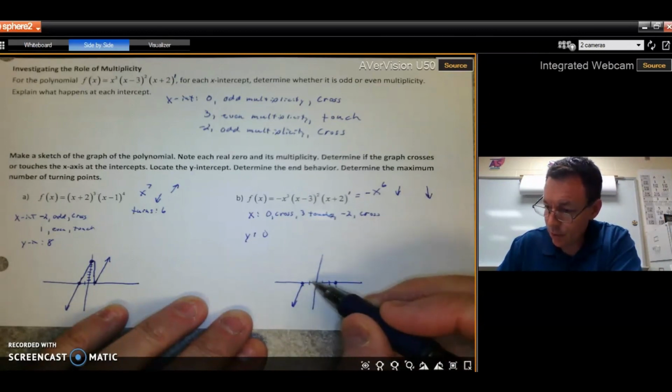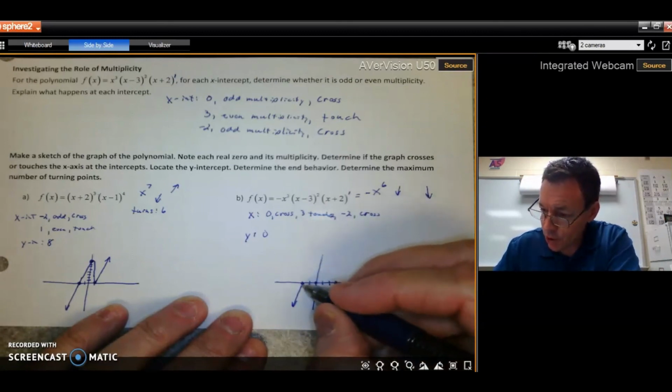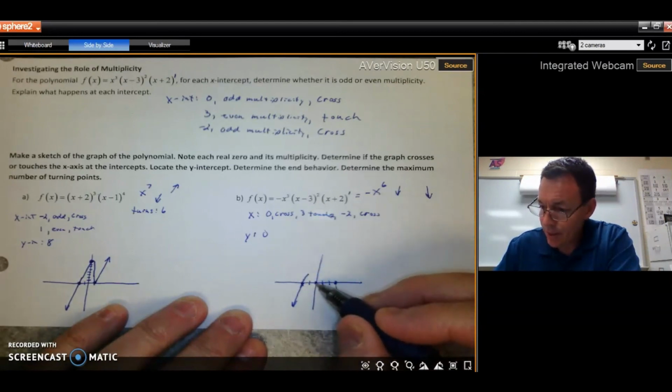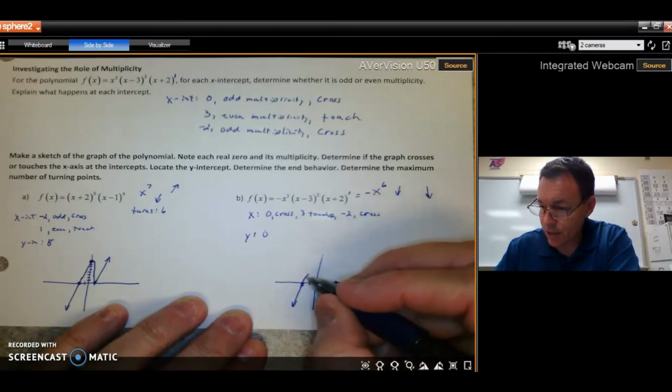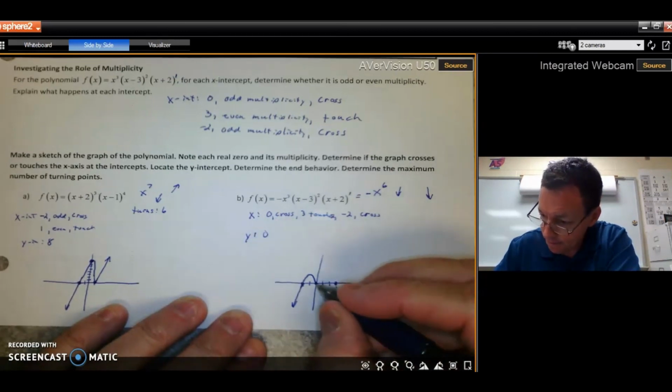Now I just got to figure out what's going on here in the middle. So at negative 2, my graph is supposed to cross. So I'm going to cross through to the other side. And then I'm supposed to go to 0. So that's my next x-intercept. So this graph is going to have to turn. It's going to hit 0, and it's going to cross again. So it's going to pass through.